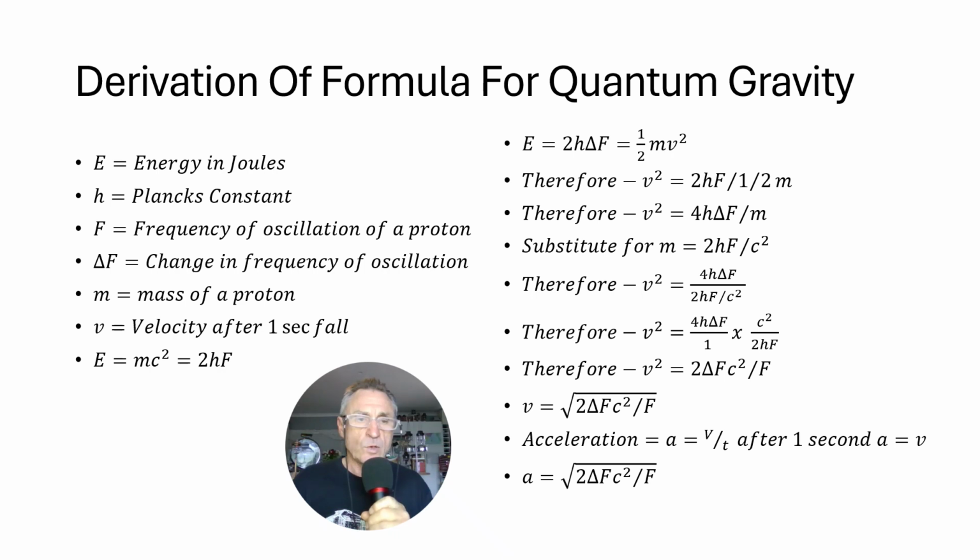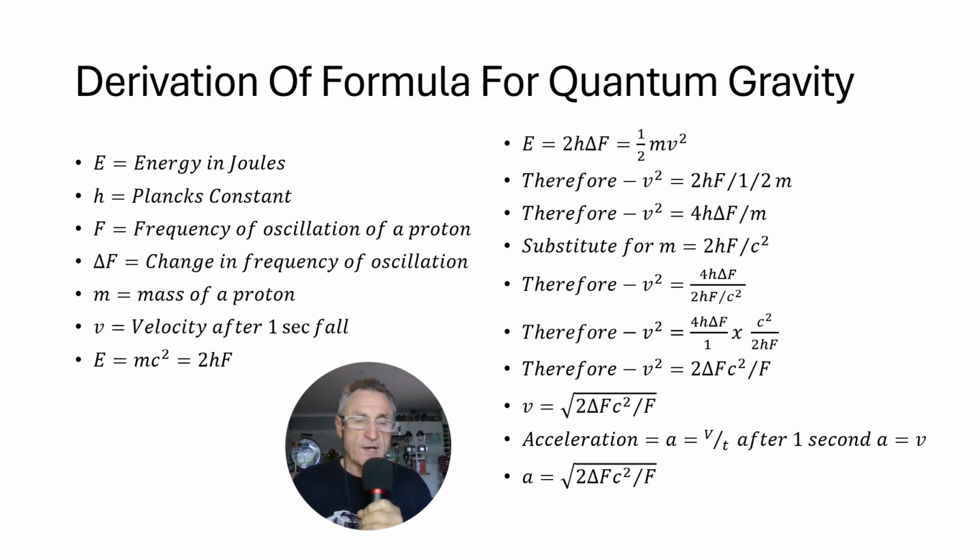Derivation of formula for quantum gravity. E is equal to energy in joules. H is equal to Planck's constant. F is equal to frequency of oscillation of a proton in the gravitational field. Delta F is a change in the frequency of oscillation after 1 second in a gravitational field. M is equal to the mass of a proton in that gravitational field. V is the velocity after 1 second fall in that gravitational field.